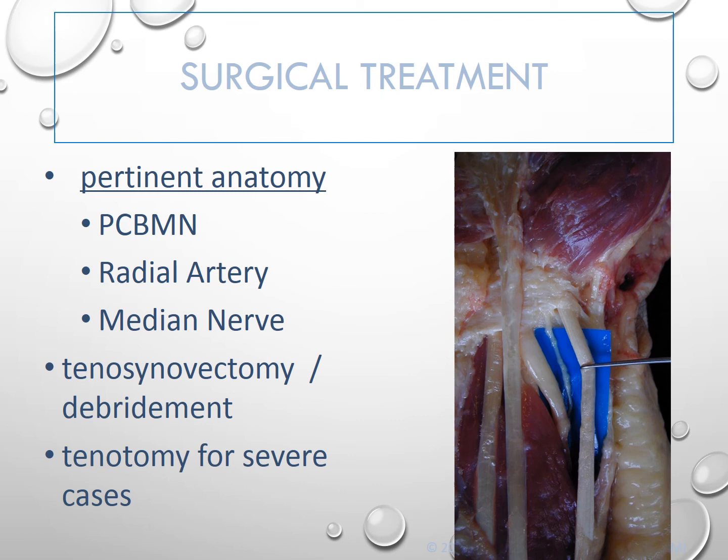When performing a release, it's important to realize the surgical anatomy and the pertinent anatomy. The palmar cutaneous branch of the median nerve is just ulnar to the FCR tendon. The radial artery is radial. Sometimes you perform a tenosynovectomy and a debridement. You release the fibroosseous tunnel, and you can perform a tenotomy for very severe cases.